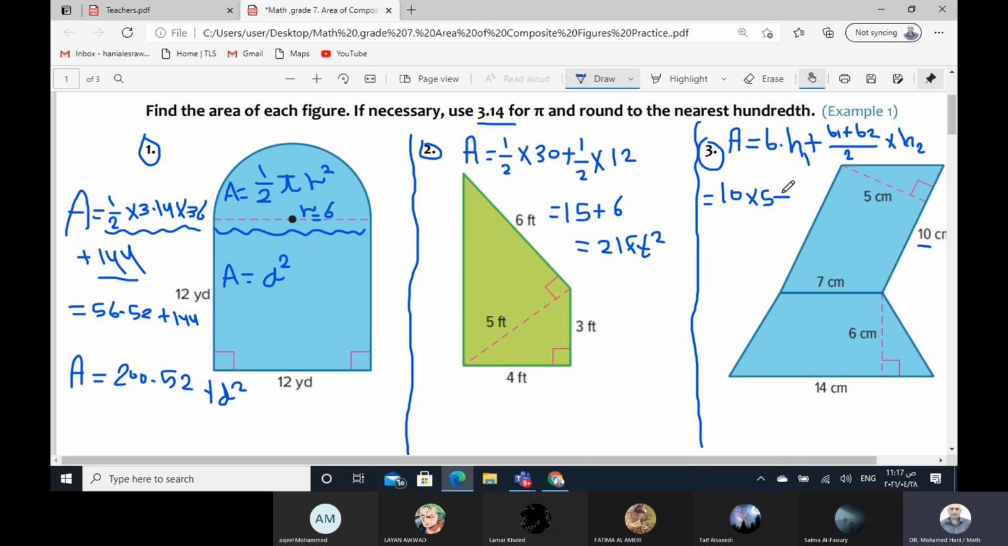Plus here, down, base 1 is 7 plus base 2 is 14. 7 plus 14 will be 21 over 2, times, this is the height of the trapezoid, will be 6.